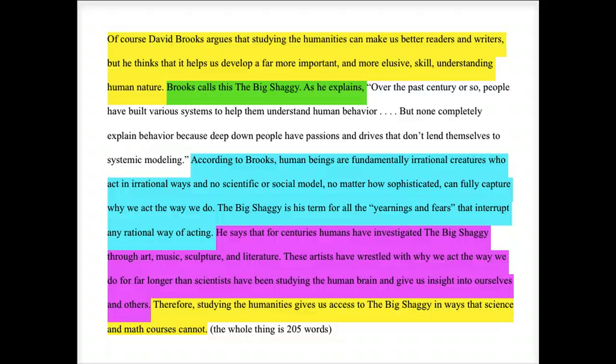Notice I've used a quote in my paraphrase. Yearnings and fears that interrupt any rational way of acting. He says that for centuries, humans have investigated the Big Shaggy through art, music, sculpture, and literature. These artists have wrestled with why we act the way we do for far longer than scientists have been studying the human brain and give us insight into ourselves and others. Therefore, studying the humanities gives us access to the Big Shaggy in ways that science and math courses cannot.